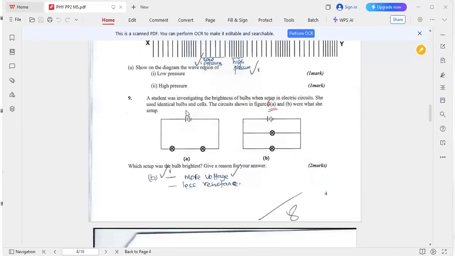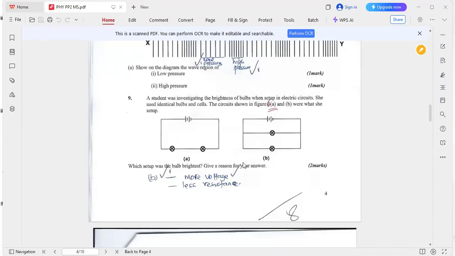Number 9, a student was investigating the brightness of bulbs when set up in electric circuits. She used identical bulbs and cells. The circuits shown in figure 3A and B were what she set up. So we have A, this is bulbs in series, B, bulbs in parallel. Which setup was the bulb brightest? Give a reason for your answer. So of course, B will be brightest.